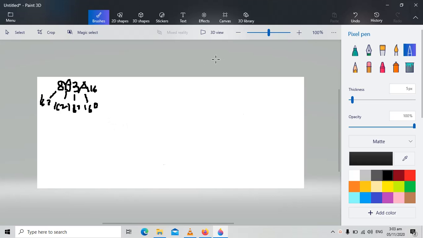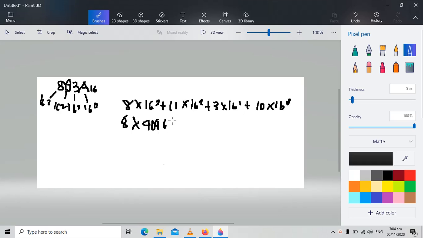Alright, so let's solve this again. 8 times 16 to the power of 3, plus B, which is 11, times 16 to the power of 2, plus 3 times 16 to the power of 1, plus A, which is 10, so 10 times 16 to the power of 0. Multiply the factors again. 8 times 16 to the power of 3 is 4096, plus 11 times 16 to the power of 2, put 256 here. 3 times 16 is 48. And 10 times 16 to the power of 0 is only 10.